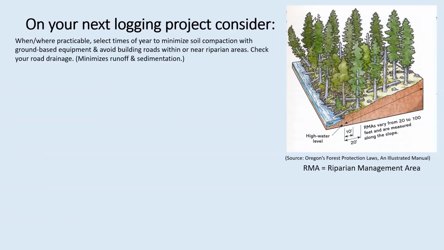And so when and where practicable, select times of the year to minimize soil compaction with ground-based equipment, and avoid building roads within or near the riparian areas. You want to check your road for drainage to minimize runoff and sedimentation. Consider exceeding limitations for the basal area that's left in the RMA. So, even though you're entitled to take some trees out in there, consider just leaving a few more in there.